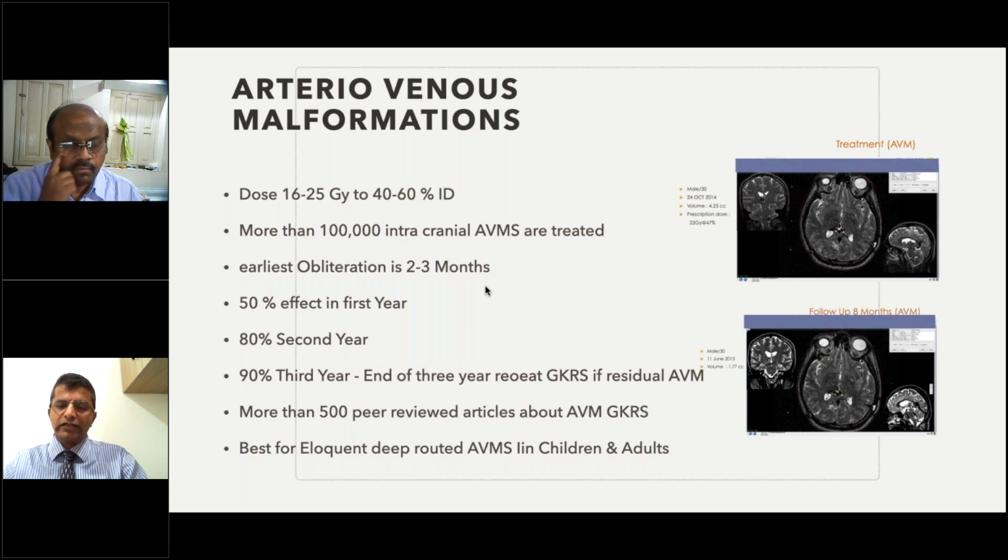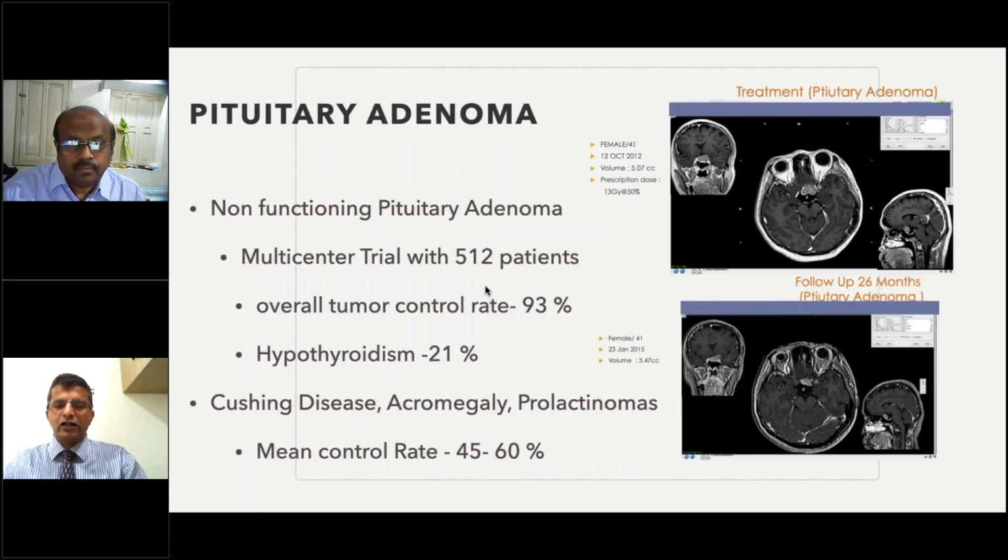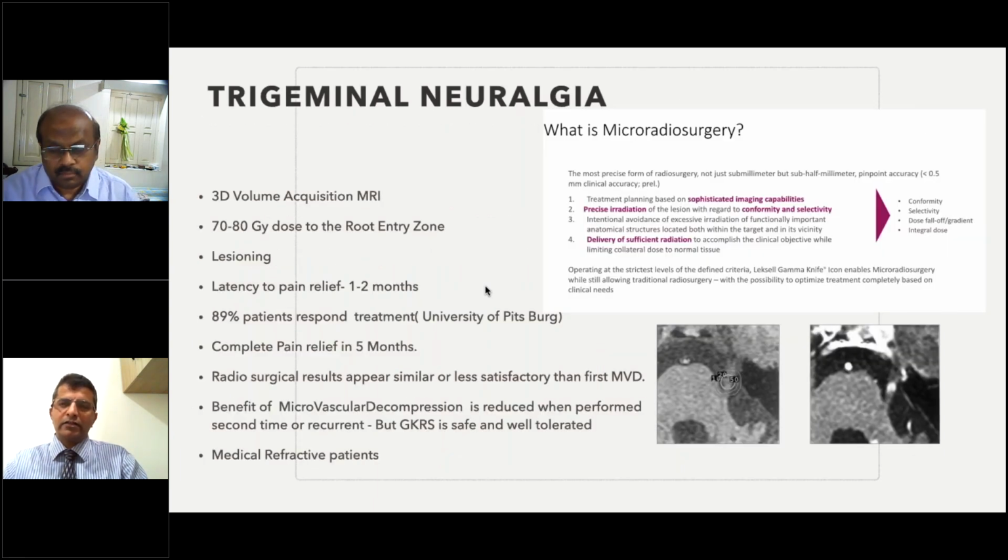So these are also one of the common indications for gamma knife. Pituitary adenoma is another indication, non-functioning or functioning. For the non-functioning pituitary adenoma, the results are better. And trigeminal neuralgia is another challenging case for many of the centers, because in trigeminal neuralgia, we need to give a larger dose, 70 to 80 gray in a single fraction. So usually these plans are based on MRI.